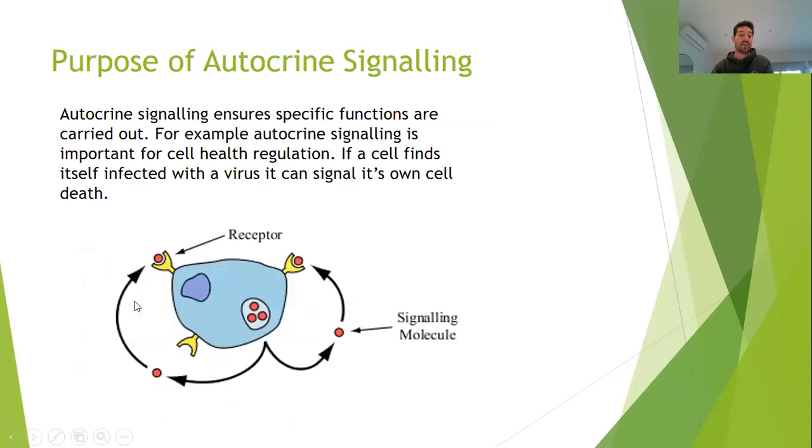We also use this in the immune system. So let's say hypothetically this cell was infected with a virus and it realized it might actually send out a ligand that actually goes back and tells that cell to destroy itself. So it's going to be sending a message back to itself, which is an example of autocrine signaling.